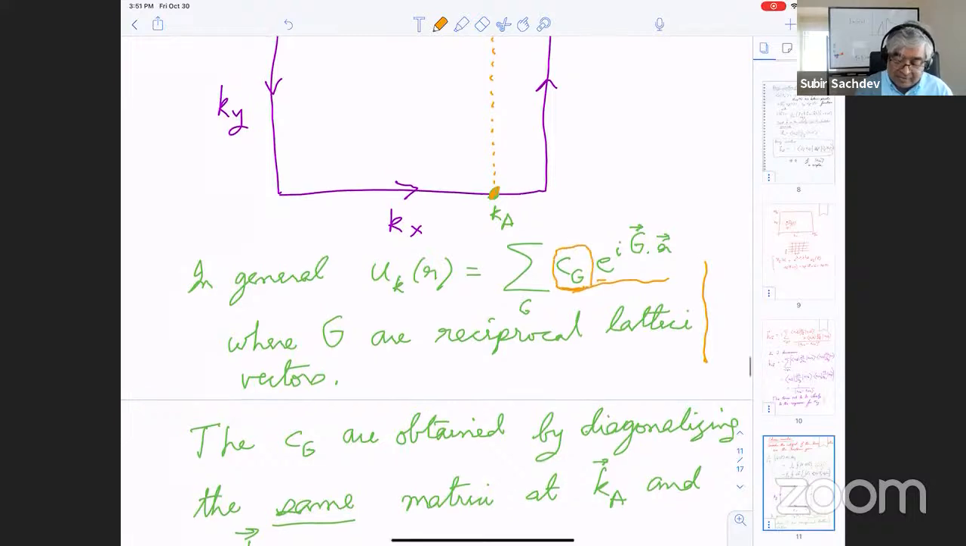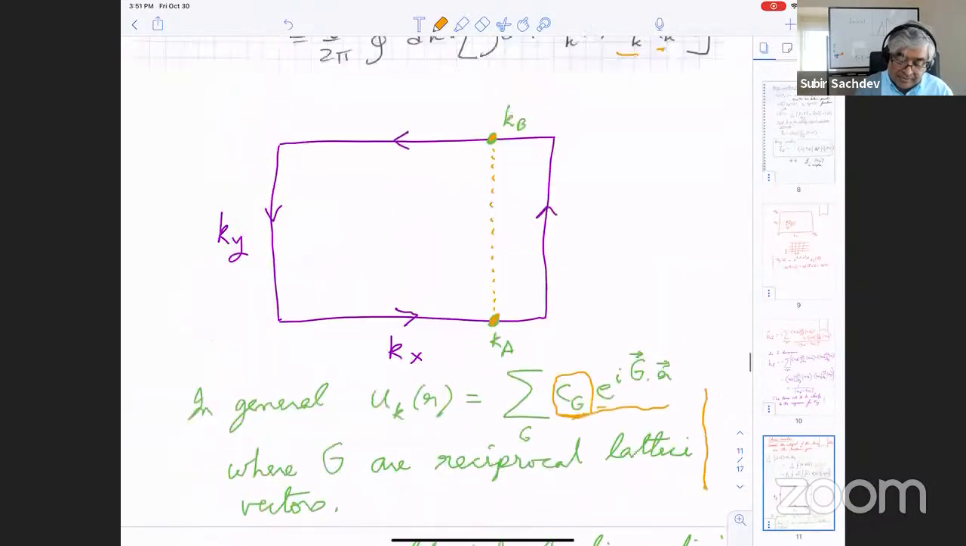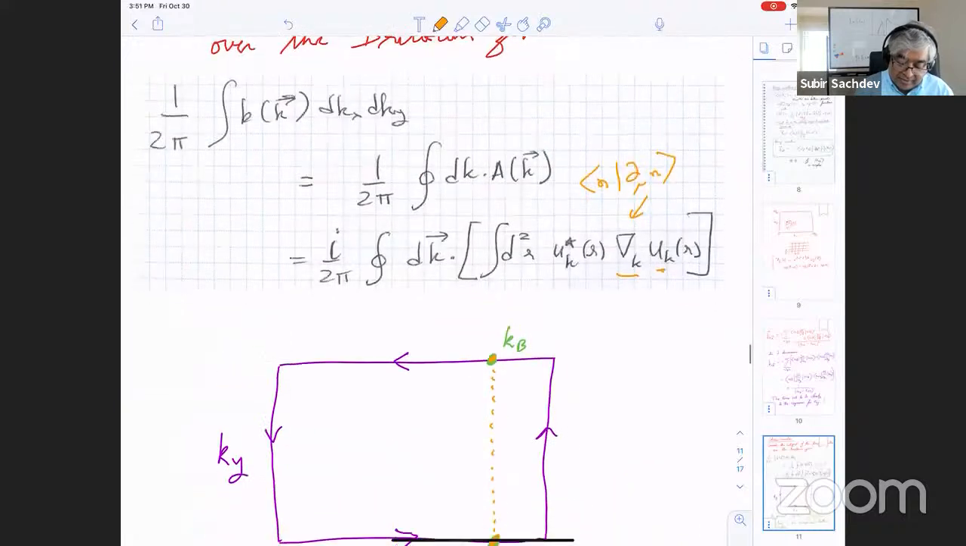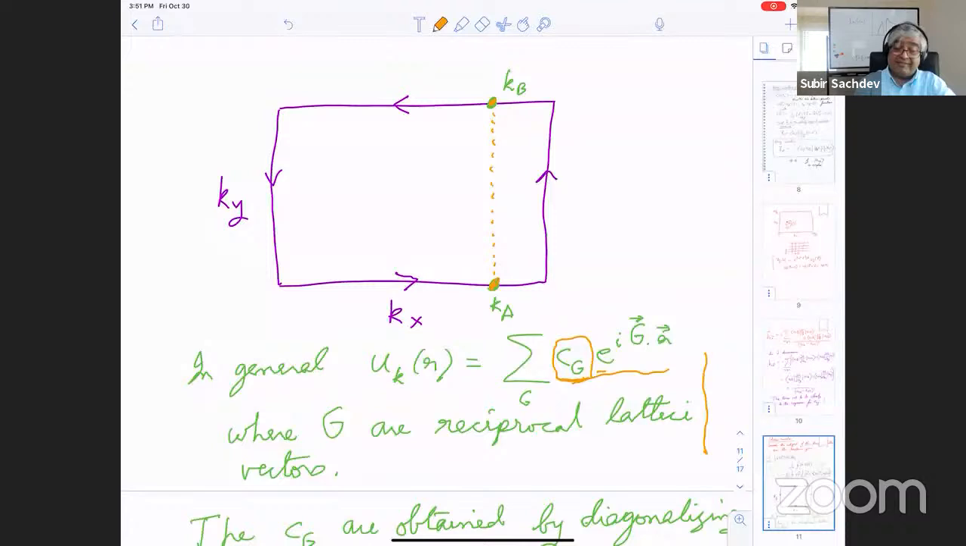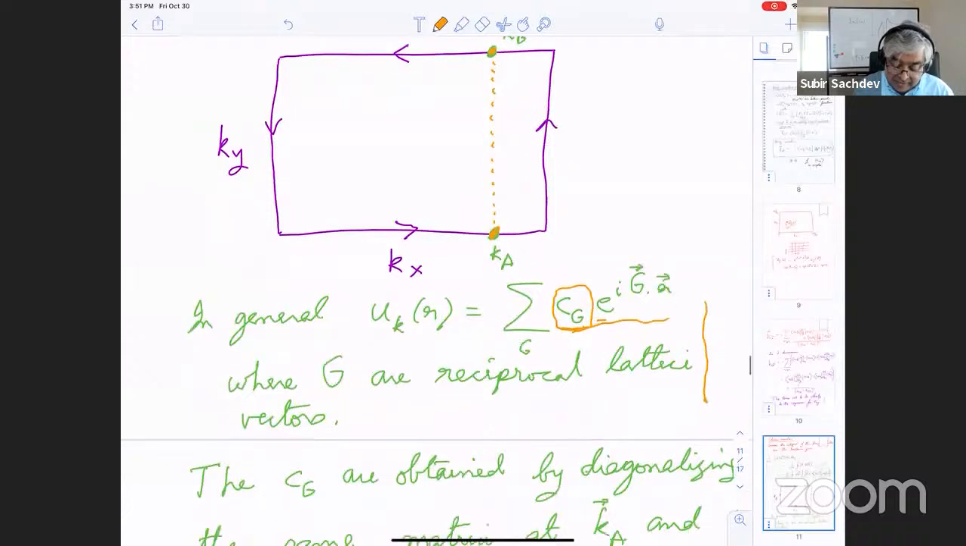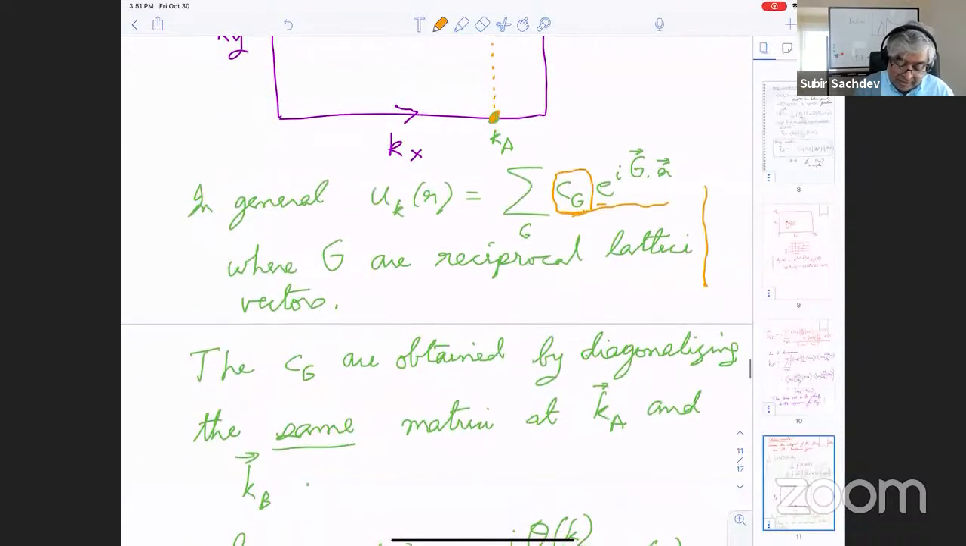And it's the same at this point and at this point, because those two differ by a g, so all you're doing is just rearranging the coefficients c_g. So you're not really getting a different Hamiltonian or a different eigenstate. So the c_g are obtained by diagonalizing the same matrix at K_a and K_b.